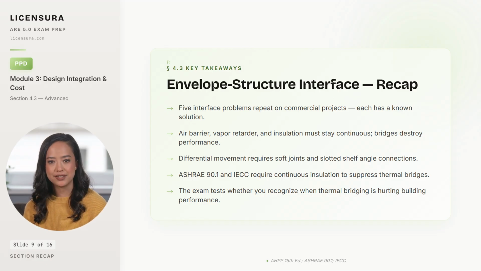And finally, the exam tests whether you can recognize when thermal bridging is hurting building performance and choose the detail that fixes it, not whether you can recite the R value formula. The architect who reads wall sections looking for bridges catches the future lawsuit before it leaves the drafting table.